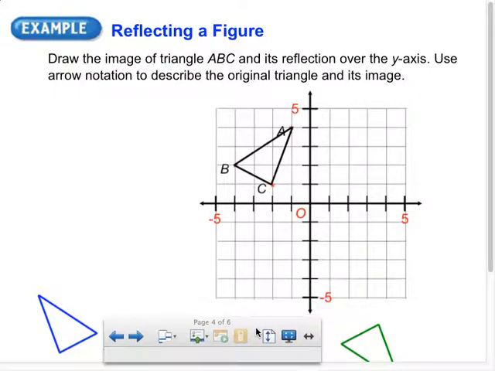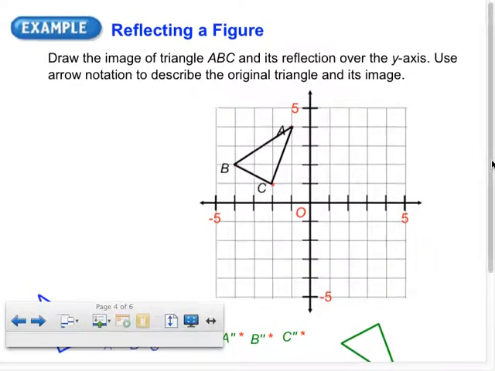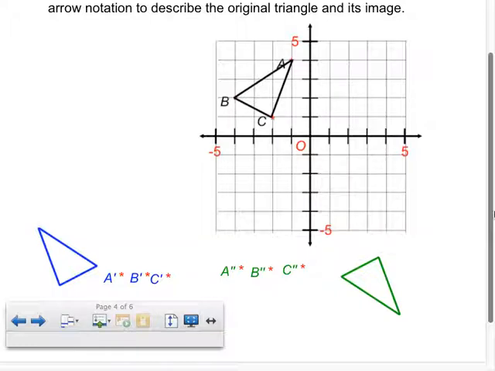Here's what I need you to do. Here we have a triangle, points A, B, and C. What I need you to figure out is what the image of the triangle is going to look like if we reflect it across the y-axis. That's the first one. Let's do that one first. Somebody tell me where point A prime is going to be at. Kalila.